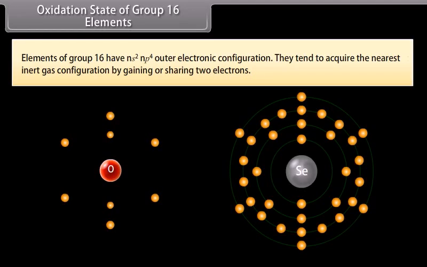Oxidation state of group 16 elements. Elements of group 16 have ns2np4 outer electronic configuration. They tend to acquire the nearest inert gas configuration by gaining or sharing 2 electrons.